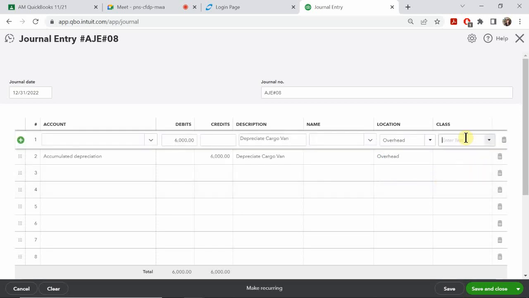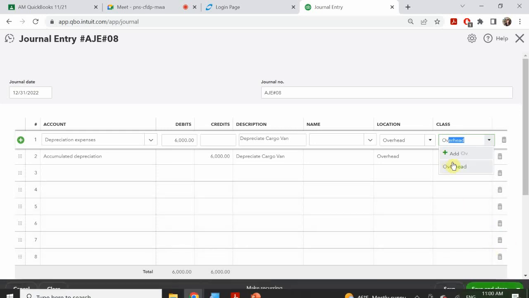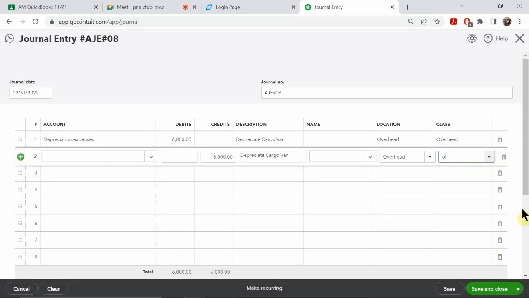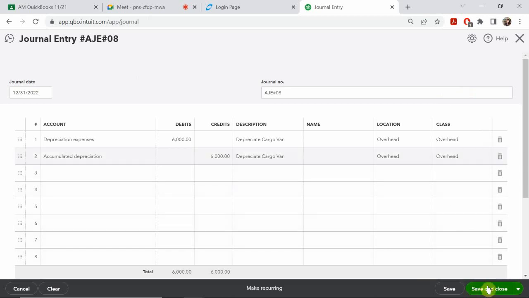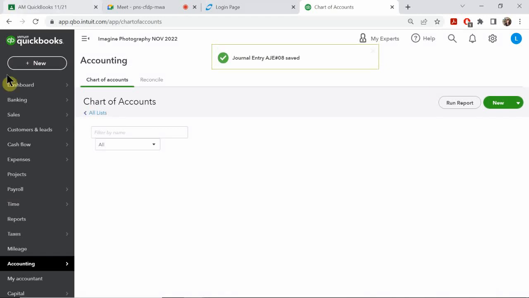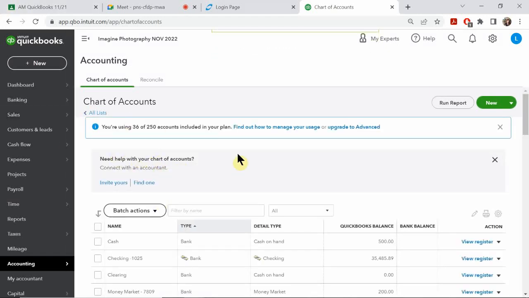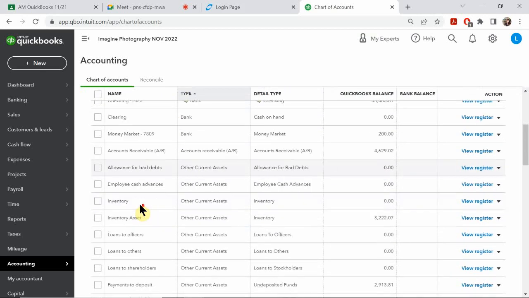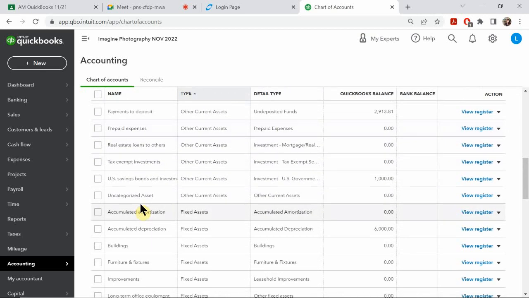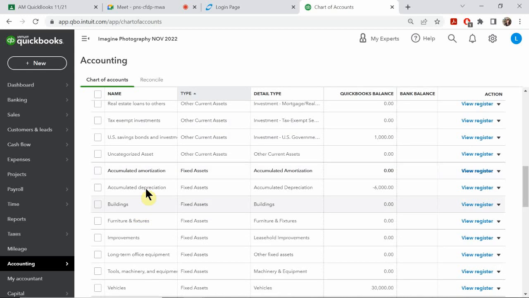And that will affect both of the stores. So overhead. Once everything looks good, I can go ahead and save and close. So on your chart of accounts, if you scroll down to fixed assets, you'll be able to see the fixed assets, and the accumulated depreciation is right there.